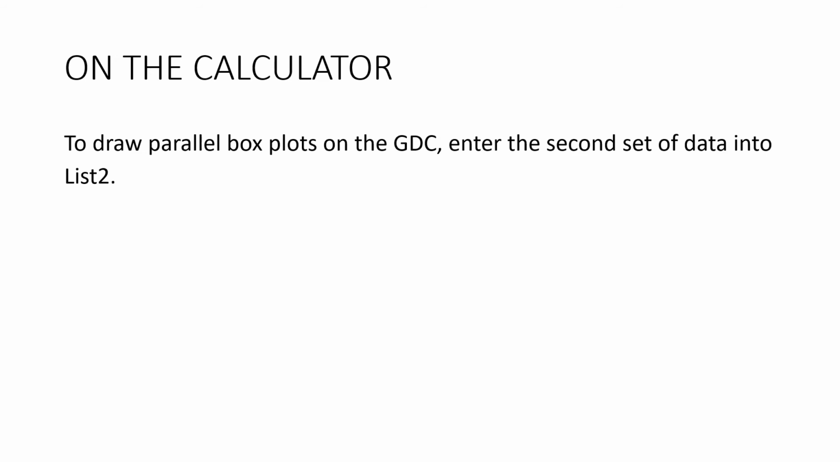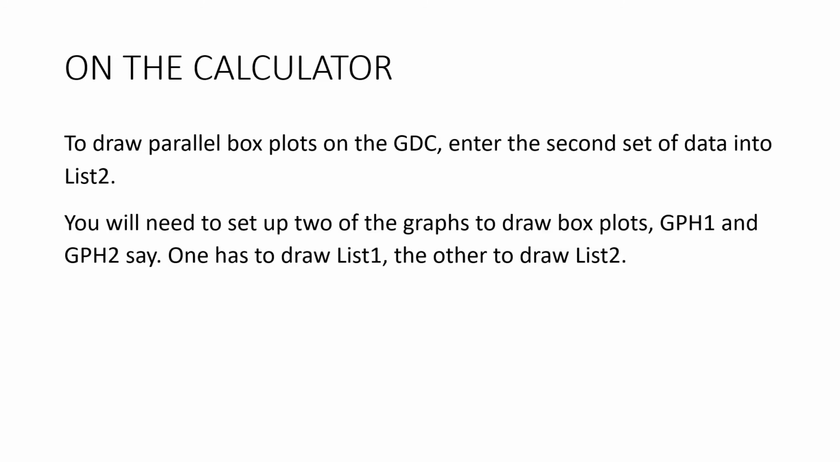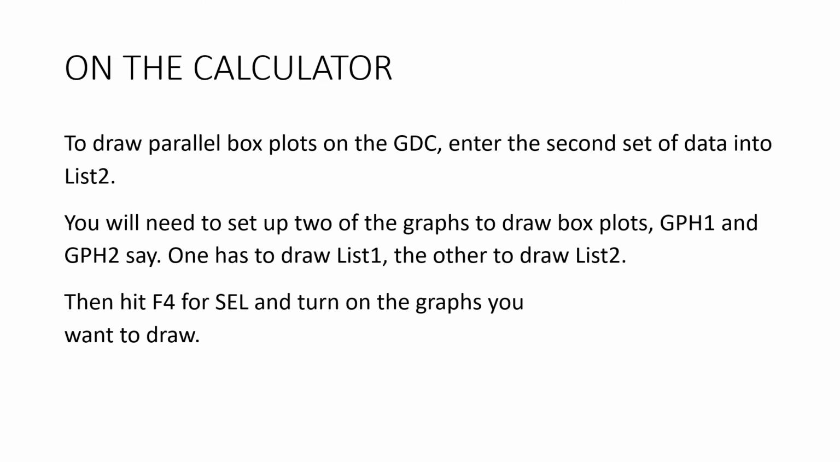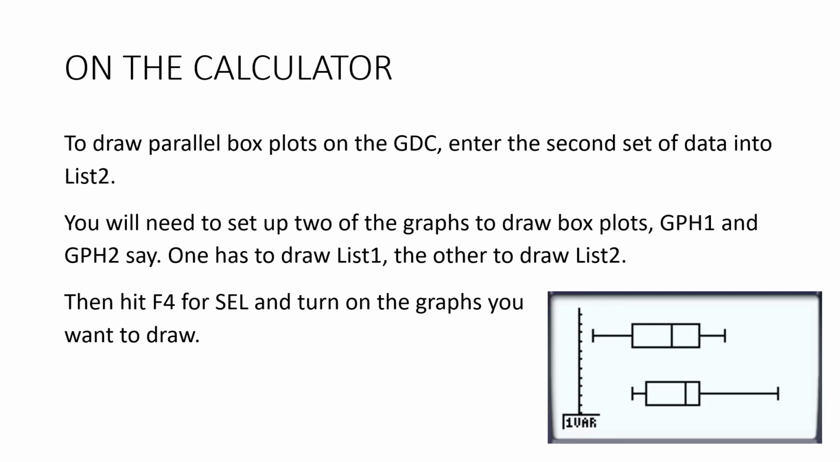Now we can use our graphics display calculator to draw parallel box plots. And all we do is enter the second set of data into list 2. Now you're going to need to set up 2 of the graphs to draw box plots, say graph 1 and graph 2. Just exactly the same as you did before. One has to draw list 1 and the other one has to draw list 2. Then you hit F4 for select and you turn on the graphs that you want to draw. And this is what you'll end up with. So it's a good idea to have a practice of a few of these, drawing histograms and the box plots.